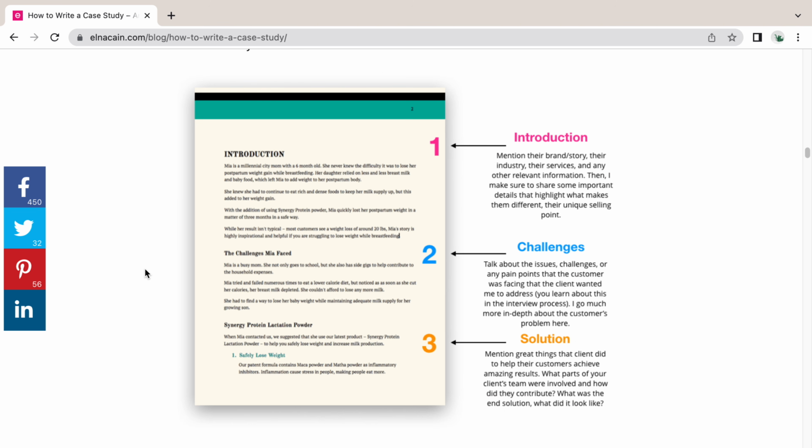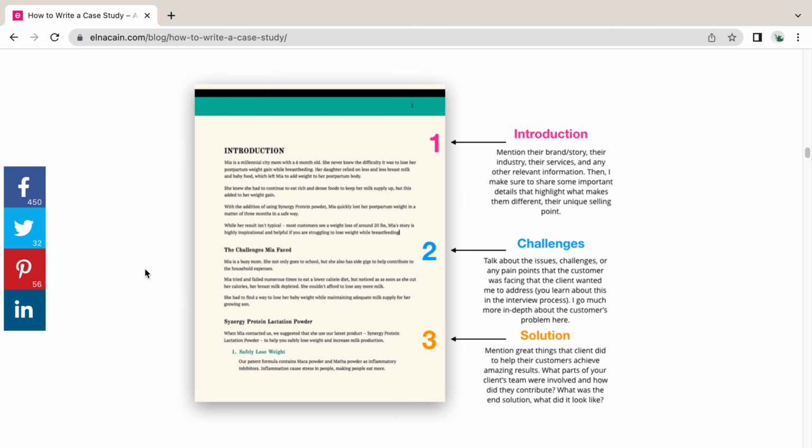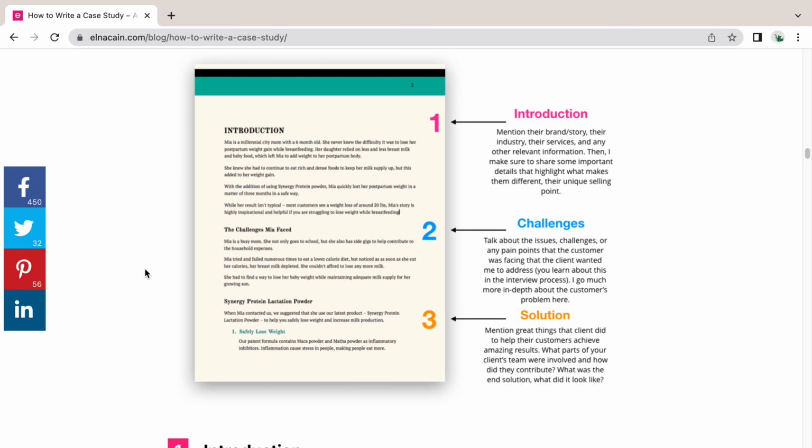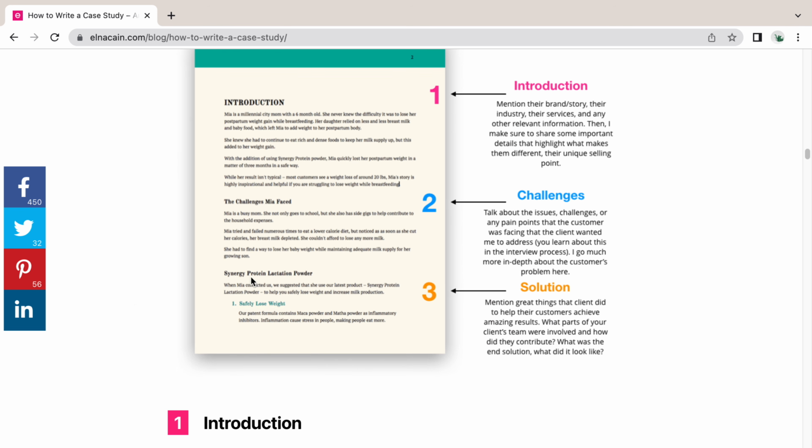With the addition of using, and this is the product, Synergy protein powder, this is all a mock sample, Mia quickly lost her postpartum weight in a matter of 3 months in a safe way. While her result isn't typical, most customers see a weight loss of around 20 pounds. Mia's story is highly inspirational and helpful if you are struggling to lose weight while breastfeeding, right? So that's sort of my introduction to the problem and the product, the challenges that she faced, and then the solution. It goes deeper into that.